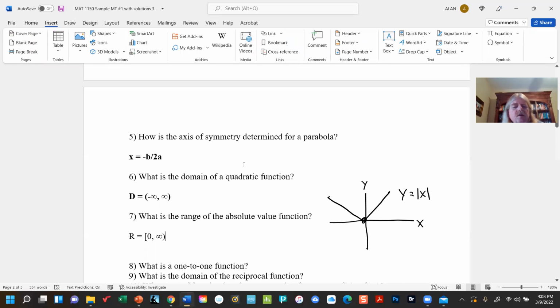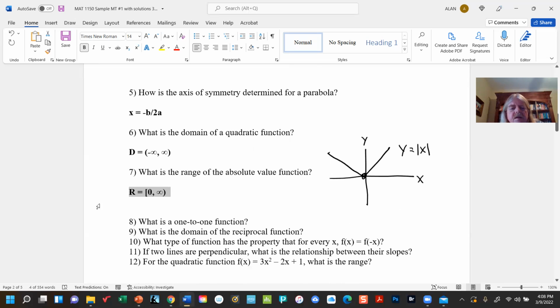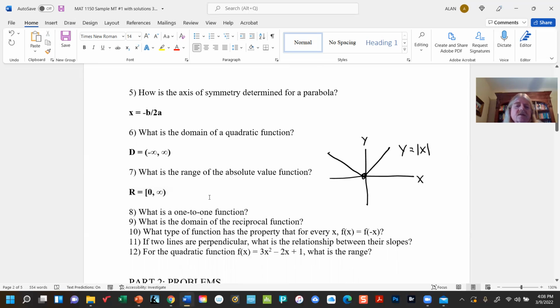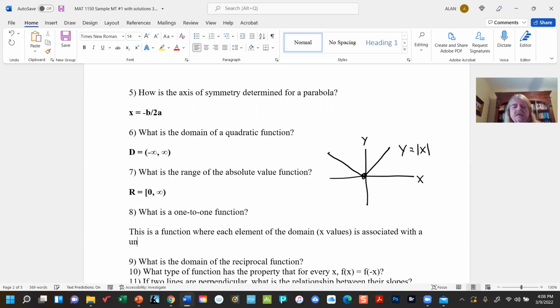If you notice, I've put a square bracket there next to the 0 to remind us that 0 is included in this. Okay. Now, a one-to-one function. This is going way back to day one, basically. This is a function where each element of the domain, meaning the x values, is associated with a unique value of y.